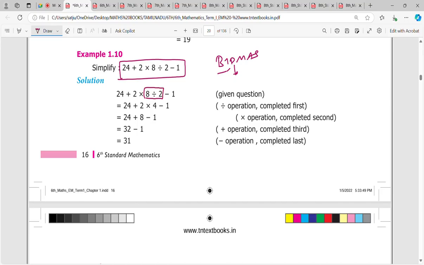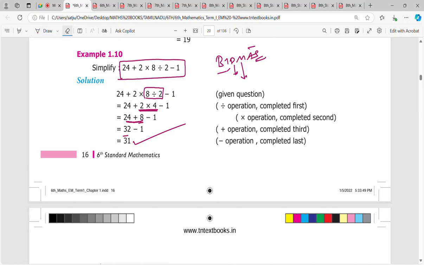8 divided by 2 becomes 4 here. After division is completed, what happens? Next is multiplication, so you have to multiply. 2 into 4 becomes 8. After the multiplication operation, what else is present? Addition is present, so you need to add that. 24 plus 8 becomes 32. Then subtraction: 32 minus 1 becomes 31. So this is the format you need to solve, related to BODMAS.